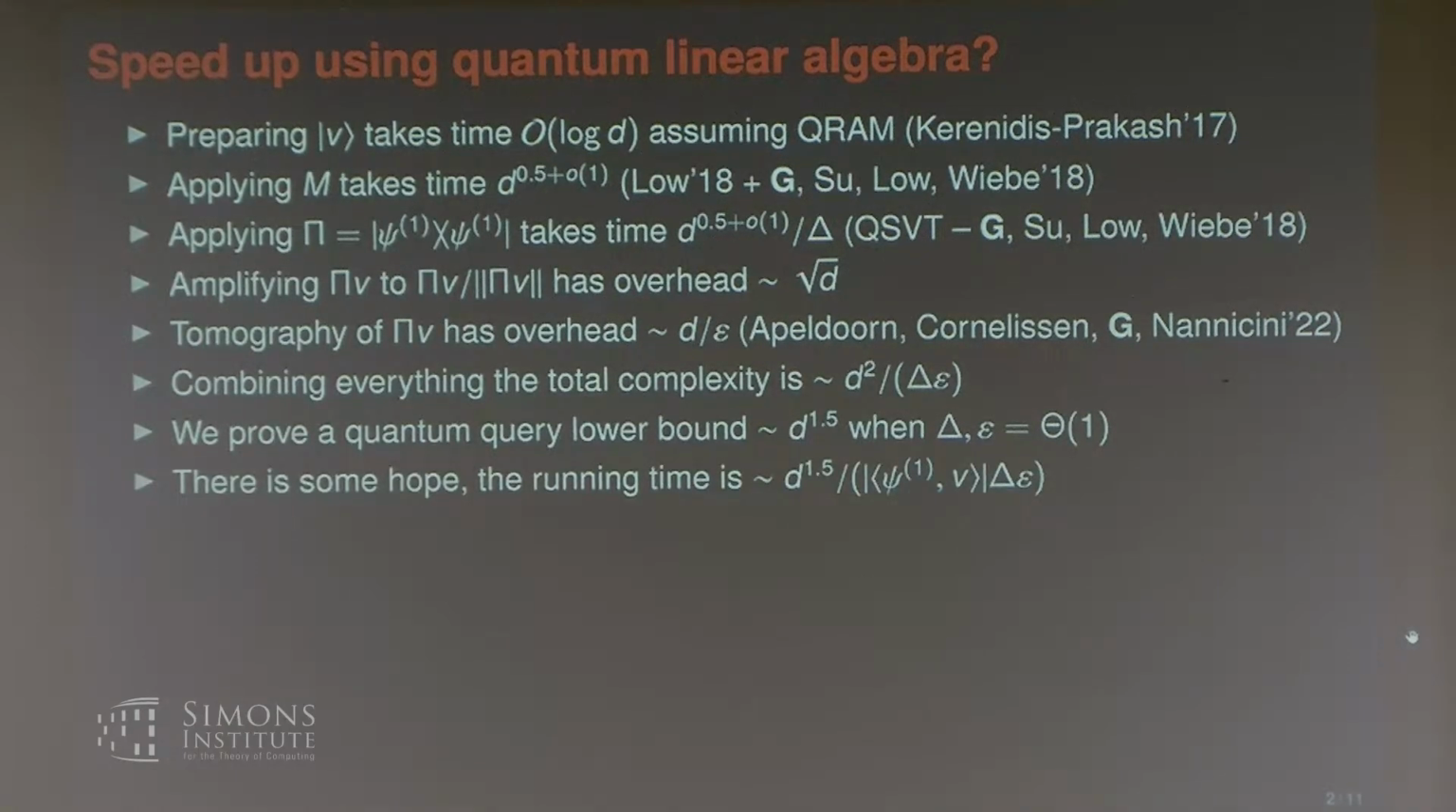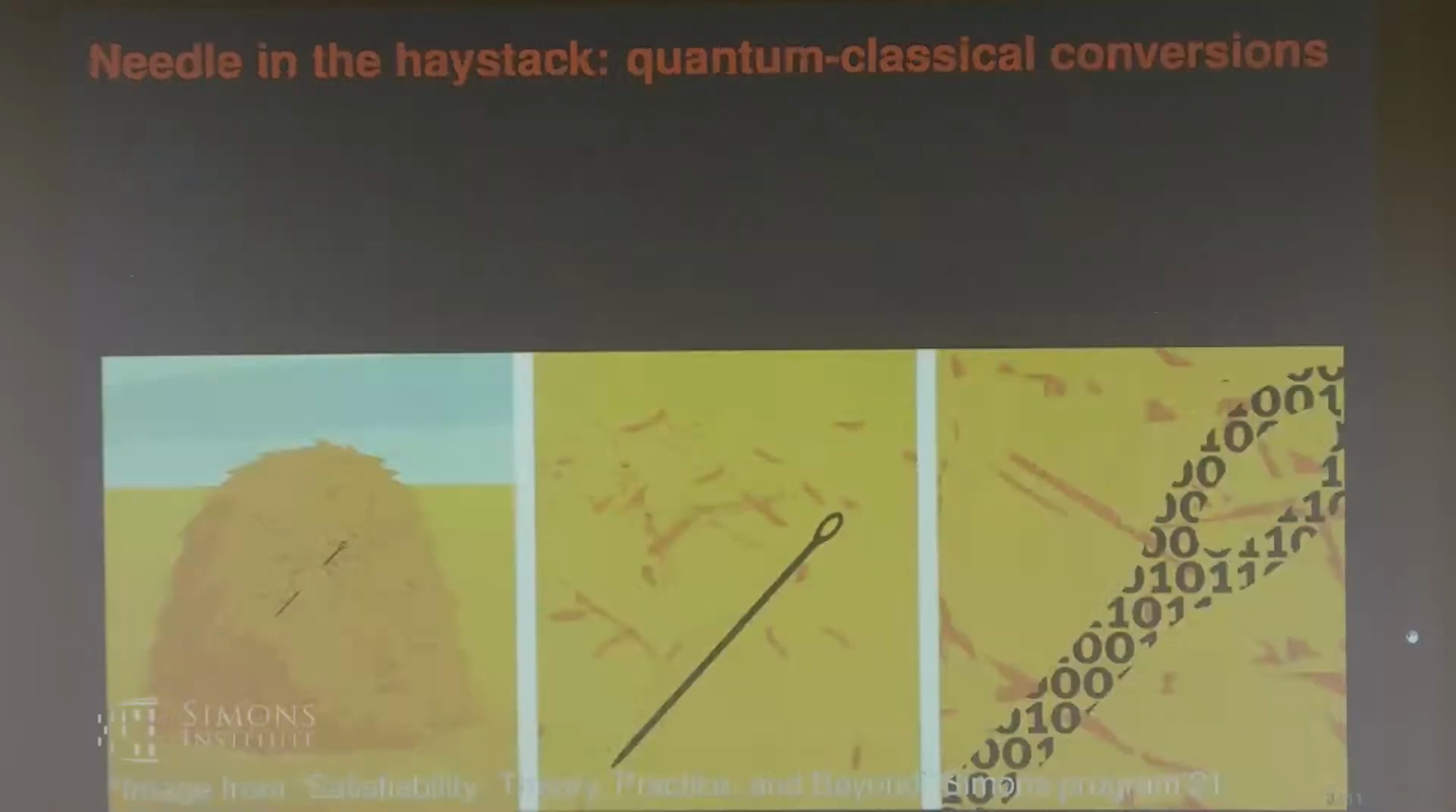The observation is that if we would somehow have a good starting state with a proper overlap, like constant overlap, then the amplification step is cheaper, and then we might have hope for something like D to the 1.5. And I will show you how this actually can be realized. So this lower bound is the right complexity, and we can get there. So what is the issue here?